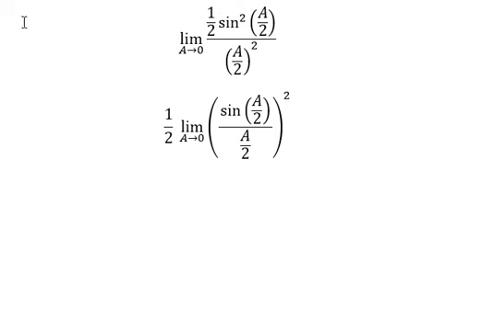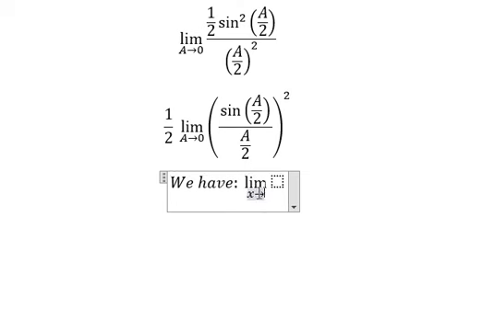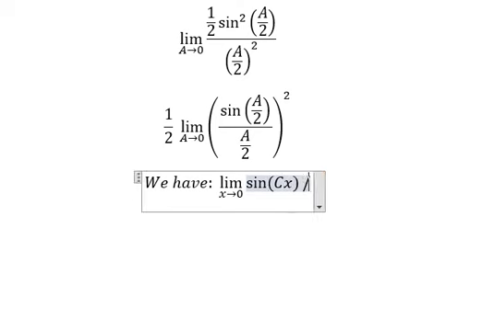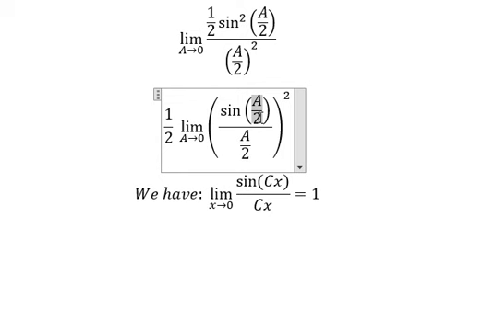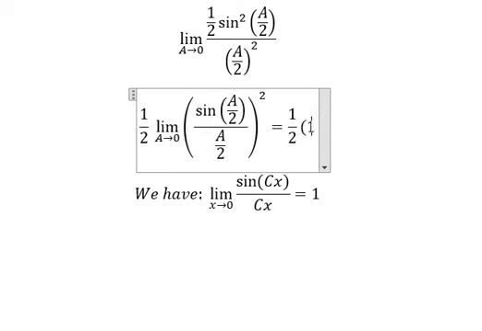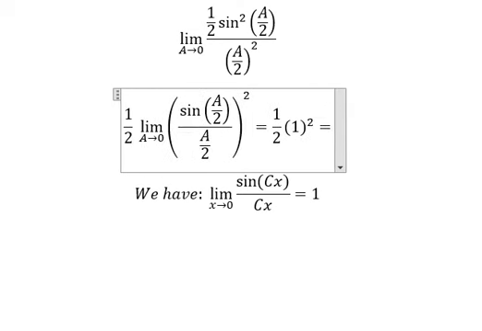So we have the formula in here. When x approaches number 0, sine of cx over cx equals number 1. So c in here, just cx in here, just like this one in here. That's 1 over 2. That's c. So that means this one you will have 1 squared. And now we got 1 over 2.